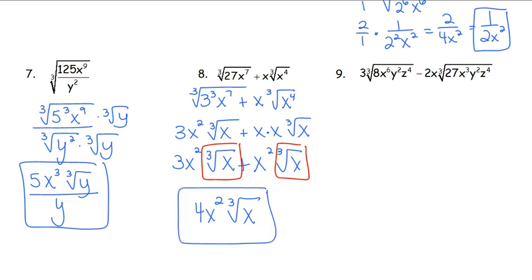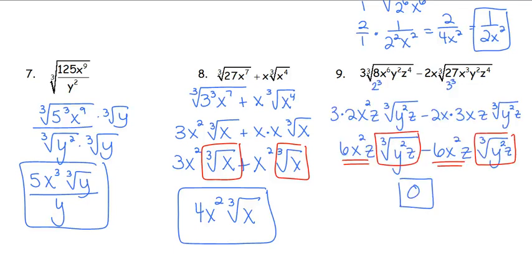Alright, for number 9, I want you to press pause and try this one on your own. Alright, for number 9, you may have thought that you made a mistake if you got 0 as your answer, but you were not wrong.